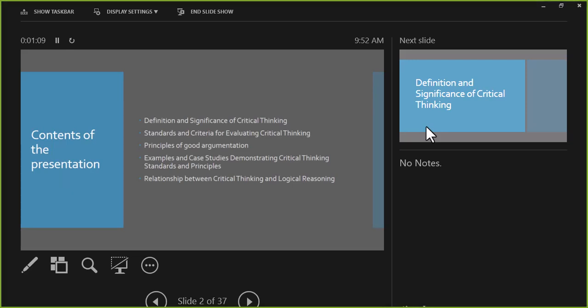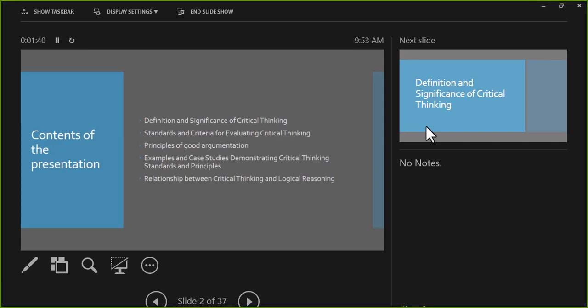Then I'm going to be talking about principles for good argumentation, principles that are used to construct a well-thought argument. I'm also going to be talking about examples and case studies demonstrating critical thinking, standards and principles, case studies that will show the usage of critical thinking, as well as real-life scenarios where the usage of critical thinking is essential, as well as the critical thinking standards and principles used in order to produce a good argument.